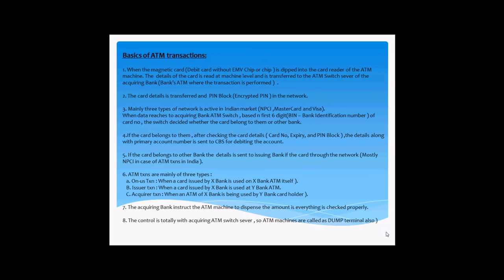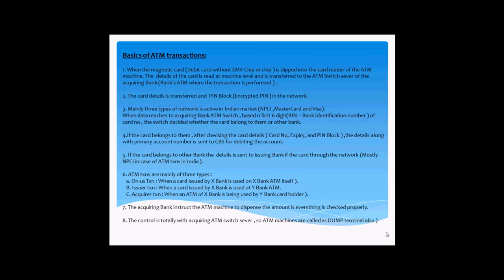The Y bank switch will transmit this data, meaning the card data along with the PIN block, through the network, which is NPCI. Around 99.9% of ATM transactions are routed through the NPCI network only. So the acquiring bank, or Y bank switch, will give the data to NPCI, and NPCI will give it to the X bank.